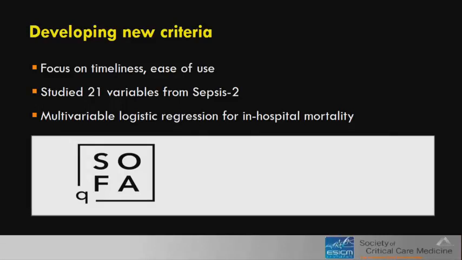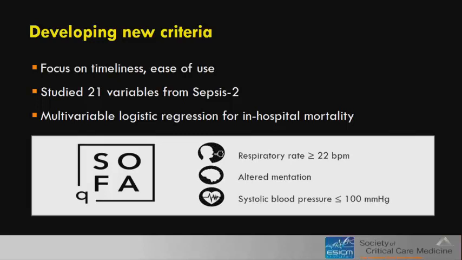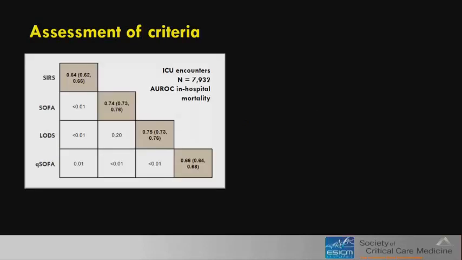And we developed a concept called Q-SOFA, quick SOFA. SOFA is sequential organ failure assessment. And that was based on the respiratory rate, the patient's state of confusion or altered mentation, and the presence of hypotension. These are things that you can see at the patient's bedside anywhere in the world. And we assessed these criteria for the ability to predict outcomes in the ICU environment.